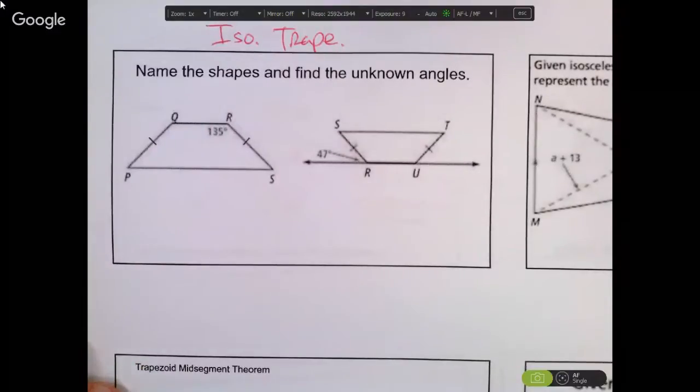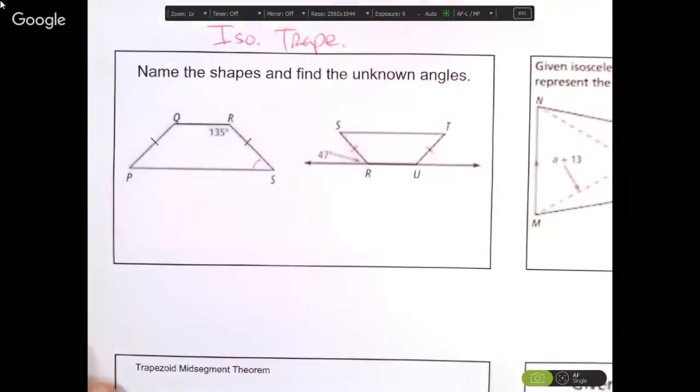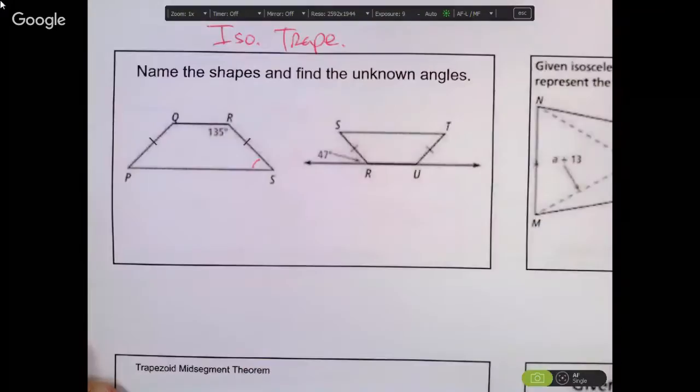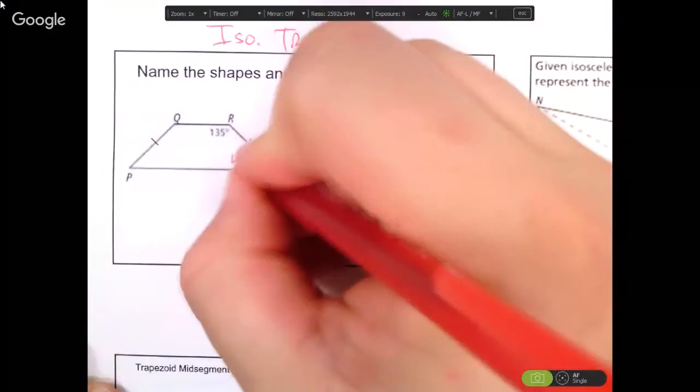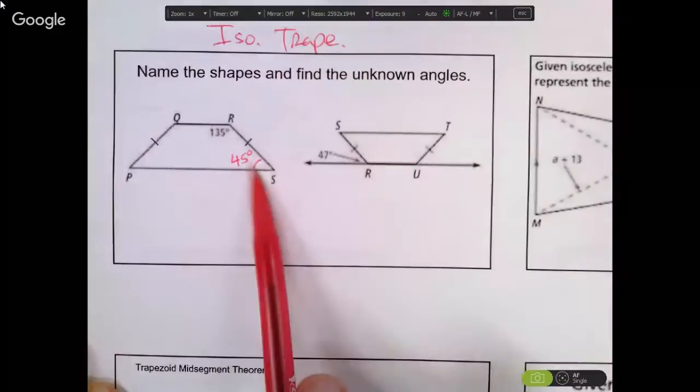Isosceles trapezoids means what's true about their angles? The two angles add up to 180, and their base angles are congruent. Okay, so tell me what this angle is here. 45, because these two add up to 180.